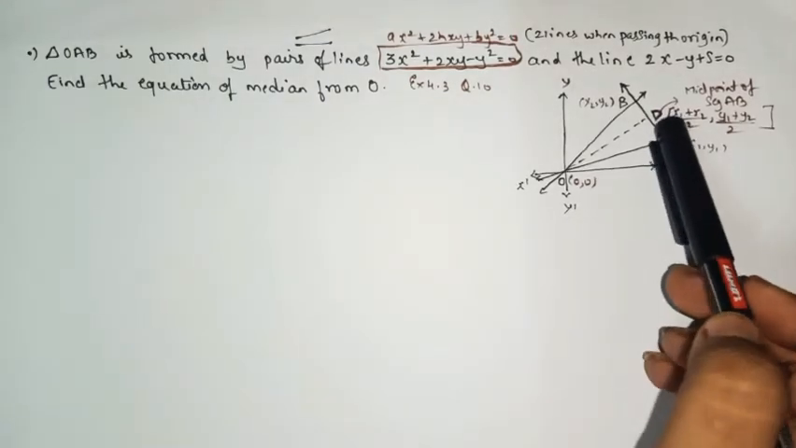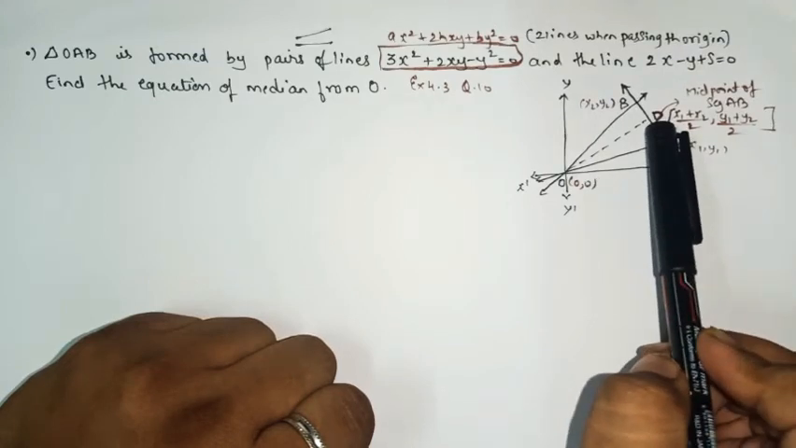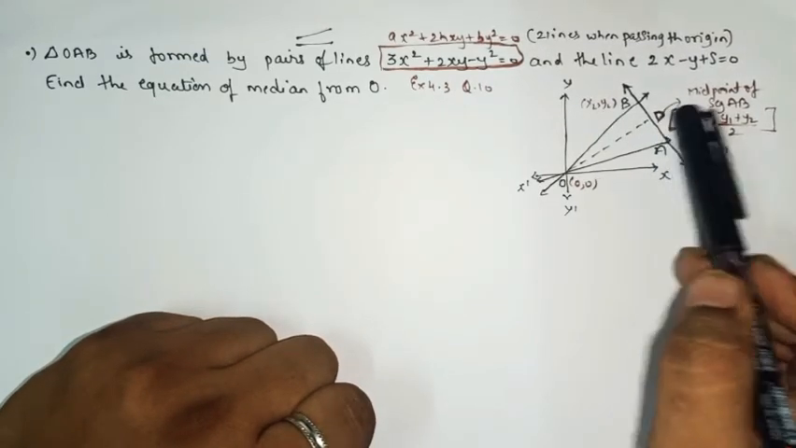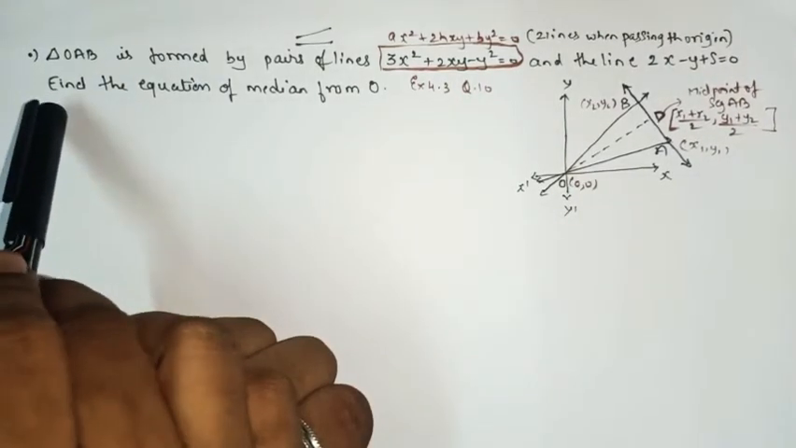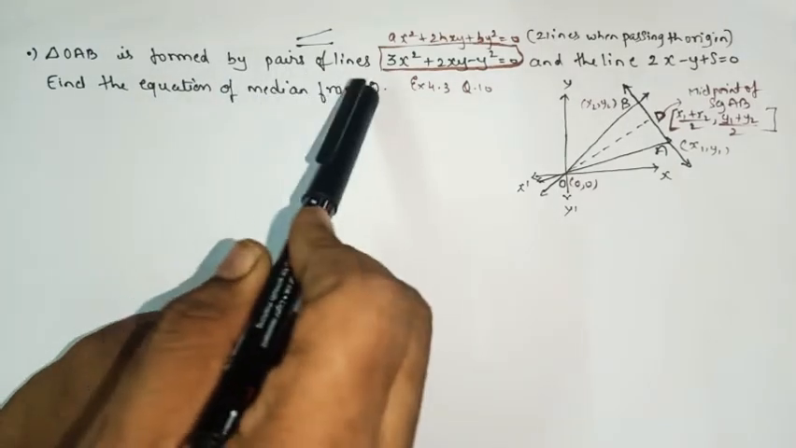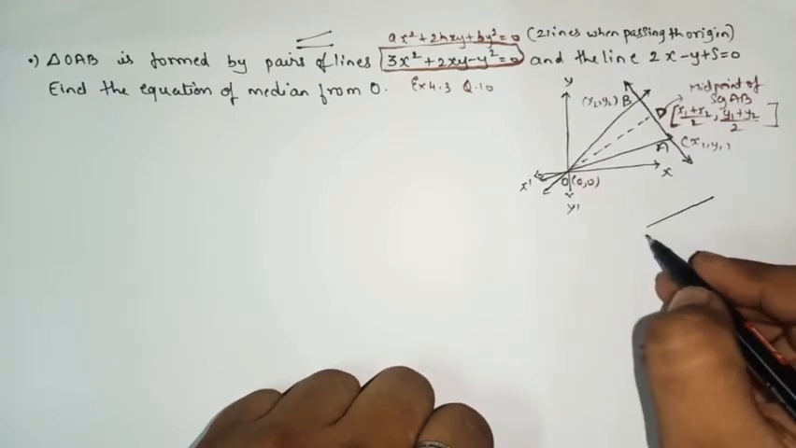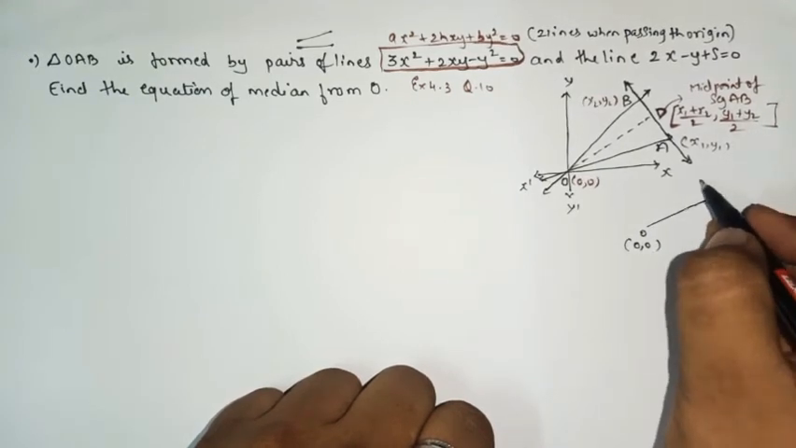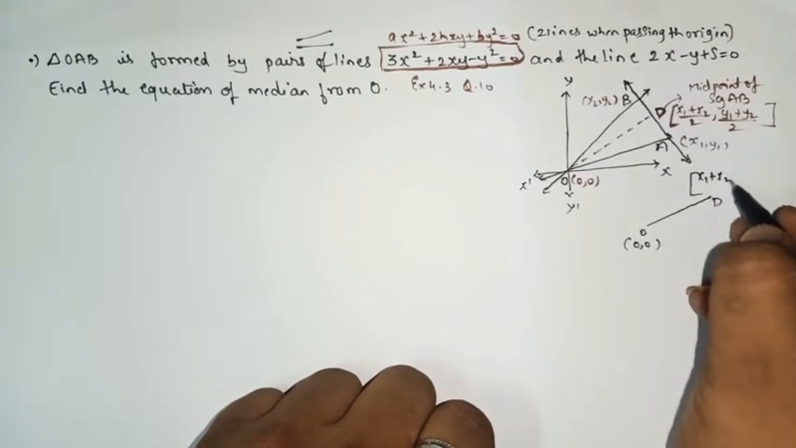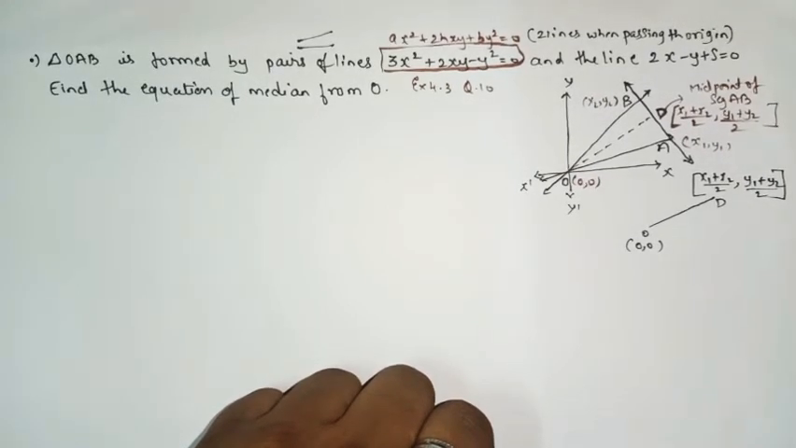As OD is the median, D is the midpoint. If D is the midpoint, we all know the formula for midpoint is x1 plus x2 upon 2 and y1 plus y2 upon 2. Then you have to find the equation of median from O. So you have to find the equation of this line. This is O and this is D. Here we have 0 comma 0, and here we have x1 plus x2 upon 2, y1 plus y2 upon 2.